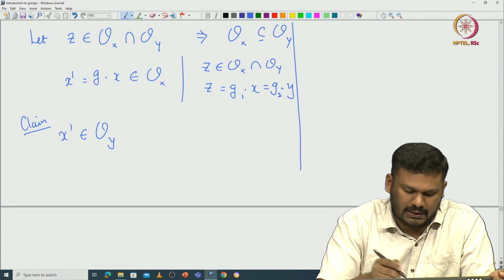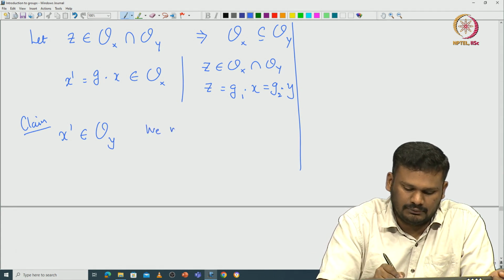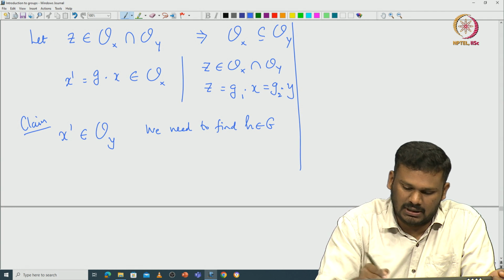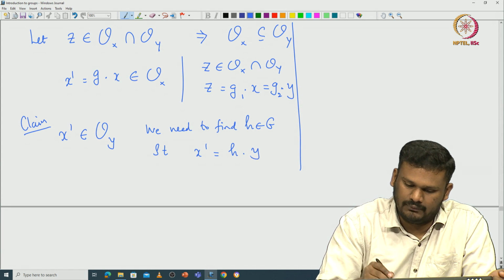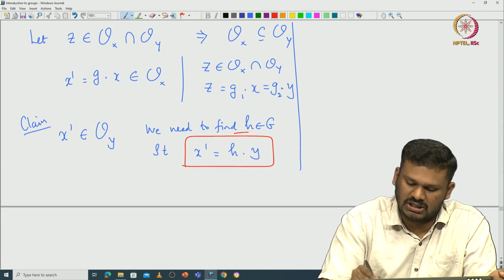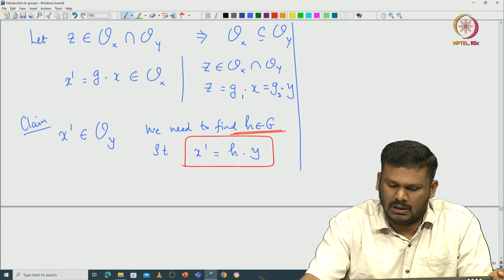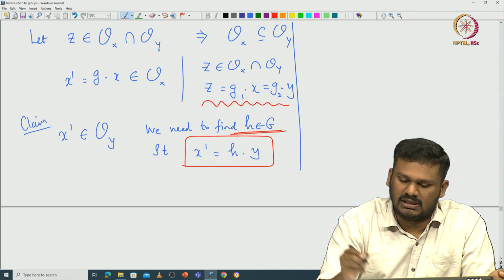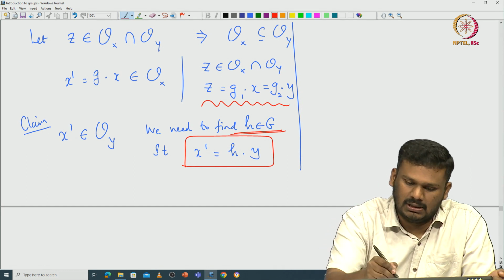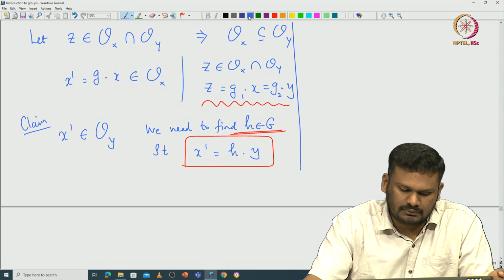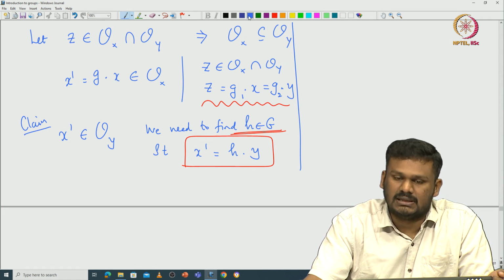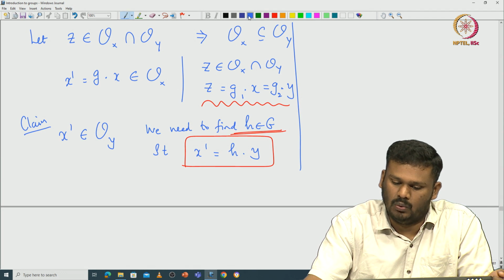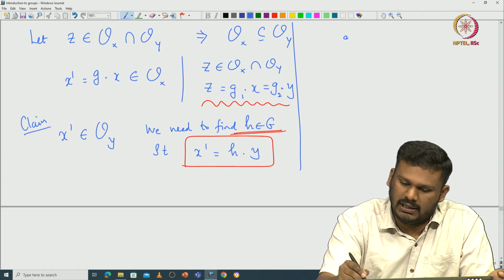To prove that, this is the claim, that it is an element of O_y. That means we need to find some h in capital G such that x dash equals h dot y. Such an h we need to find, using this information. So, let us see how one can do this. First of all, note that x is indeed related to y. You can take this z, where g1 dot x is equal to g2 dot y.